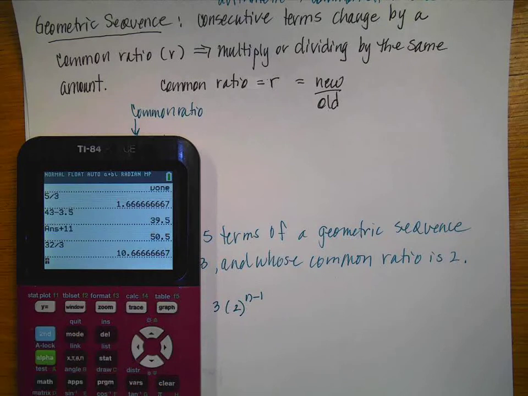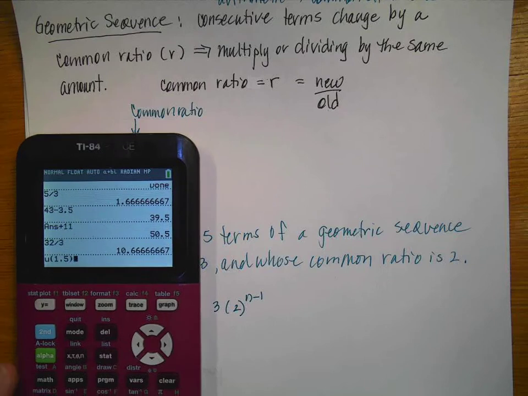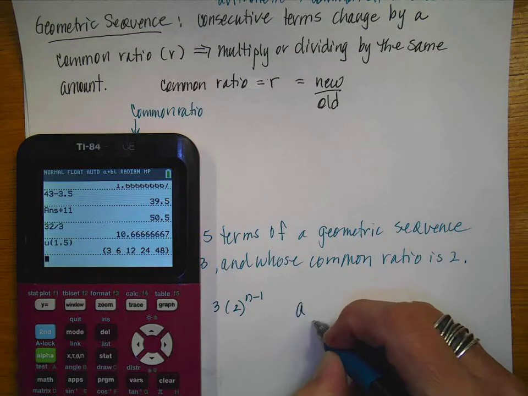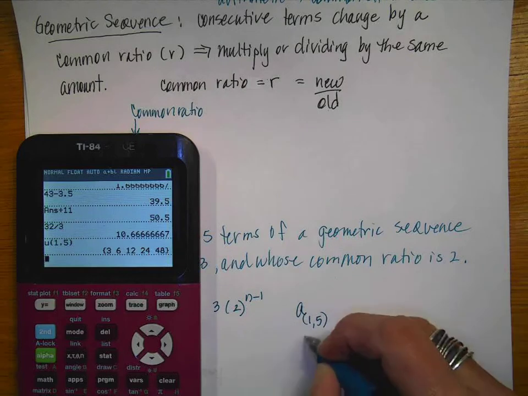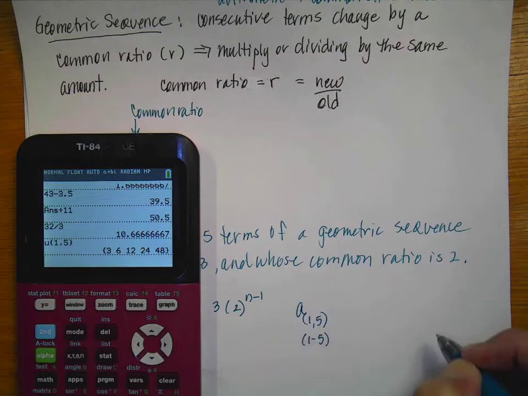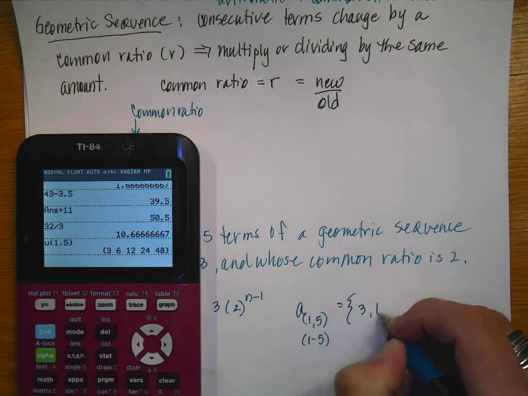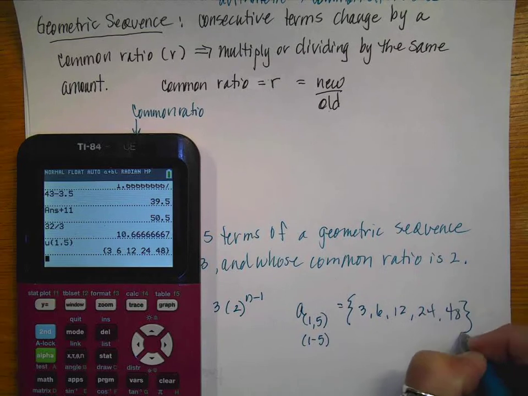So I'm going to quit. I'm going to do second U, and I'm going to do 1, 5, remembering that the comma lives up above the 7, and I hit enter, and it generates my terms for me. When I report, I could do A 1, 5. I could also do A 1, 2, 5. Either is appropriate, and I'm going to get the 3, 6, 12, 24, and 48.